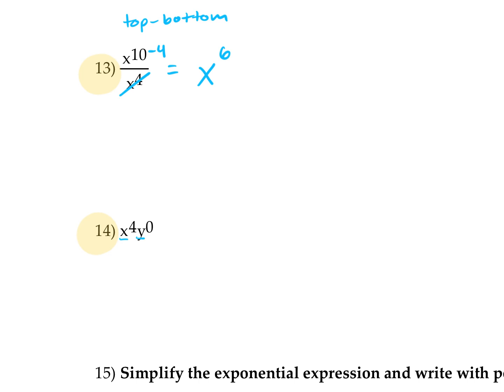Awesome. What is y to the power of 0? 1. So this would be x to the power of 4 times 1, which would be x to the power of 4. So anything that has an exponent of 0 goes away, not 1.